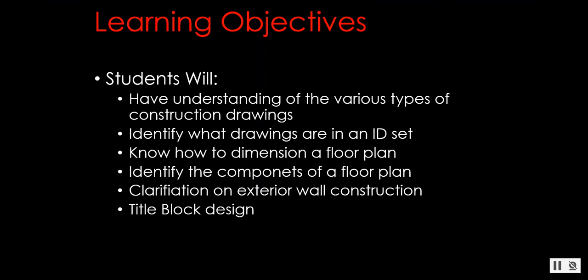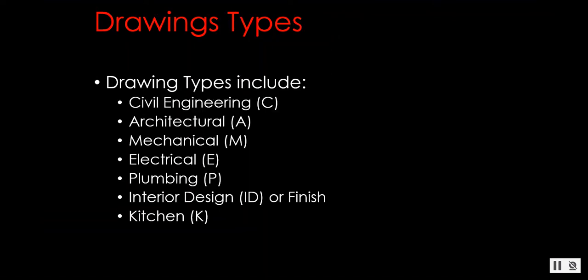Next we want to go to the types of drawings. As an interior designer, you are going to deal with all of these types of drawings. The very first type is the civil engineer. Then you have architectural, mechanical, electrical, plumbing, and interior design drawings. That's what we do. They're called ID drawings. Some people call them finish drawings, but we call them ID drawings. Then there are often specialty drawings like kitchen drawings. I design restaurants, so I deal a lot with kitchen drawings, K drawings.